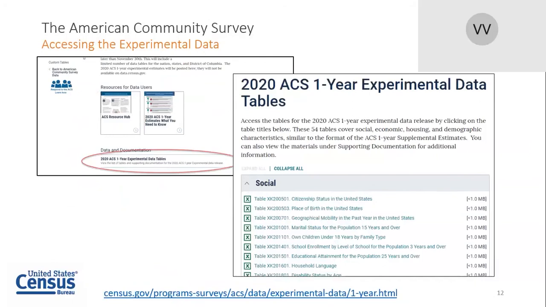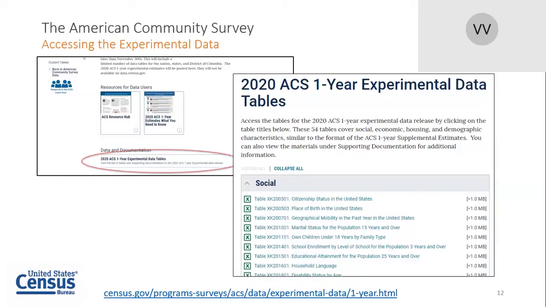And this slide shows the data and documentation section of the experimental data webpage where you can find the data tables. The page also contains links to several blogs we released discussing the impacts of the COVID-19 pandemic and how it impacted our data collection operations, the data release schedule, and some resources for data users. When you click on 2020 ACS one-year experimental data tables, you will see the page on the right-hand side of this slide. Here is where you'll find the tables for this release.